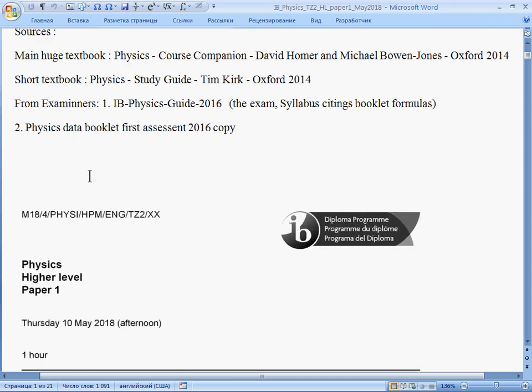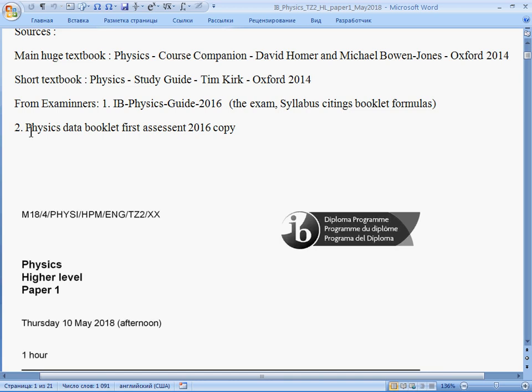How to prepare for the exam. The main huge textbook is from Oxford 2014. The shorter textbook is from Tim Kirk, Oxford 2014. And when you prepare for the exam, you should have: 1. The IB Physics Guide 2016, which describes the exam syllabus and mentions the formulas that are in a booklet.